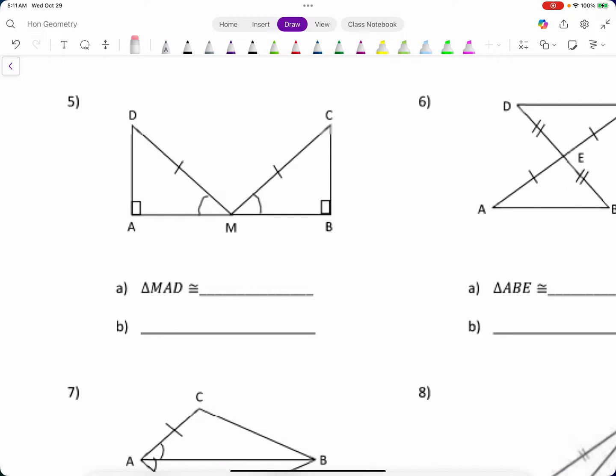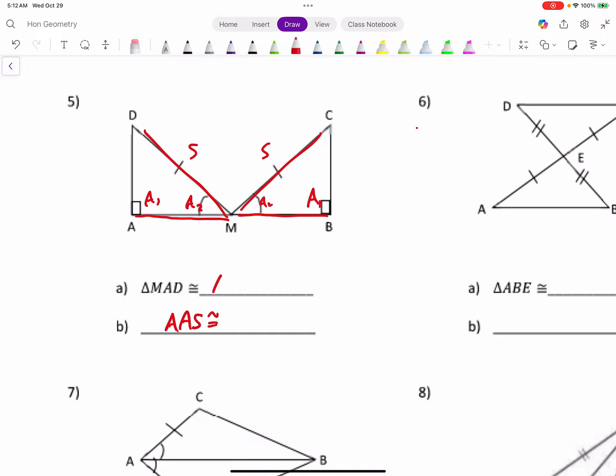But see how you've got the right angle? Let's say that angle 1 is the right angle. And then you move along and you hit angle 2 that's congruent, and then you hit a side that's congruent. So these two triangles are congruent by angle, angle, side.